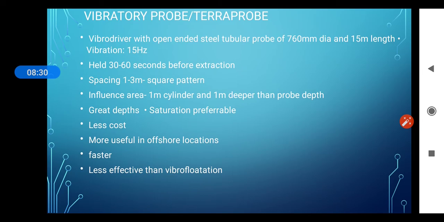This operation is very efficient when the groundwater is about 2 to 3 meters from the surface. In order to evaluate the effectiveness of this technique and to decide the proper spacing, a test section of 10 to 20 meters may be utilized. This technique needs no backfilling. The cost of densification by this method is moderate. Thus, this technique is preferred for densifying offshore locations. This is about the vibratory probe.